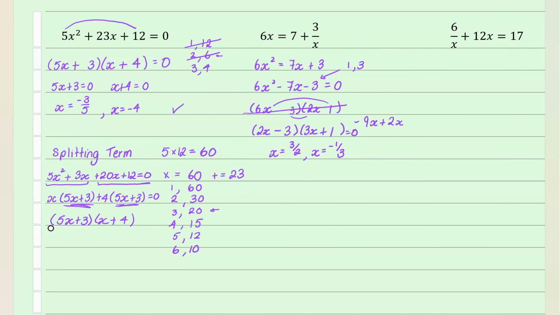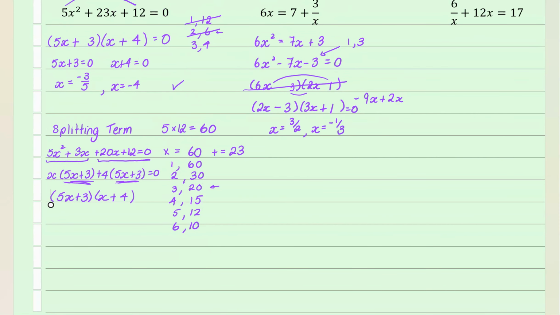Shall we do this by splitting the terms? Let's. So we'll write it again so you can see. 6x squared minus 7x take 3. So we go 6 times 3. We're looking for two numbers that multiply together to give me 18. All right, we did 6 times minus 3, so we're looking for minus 18. We've got 1 and 18, we've got 2 and 9, we've got 3 and 6. We've got them all.